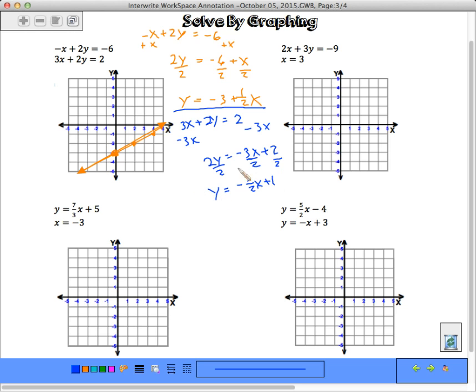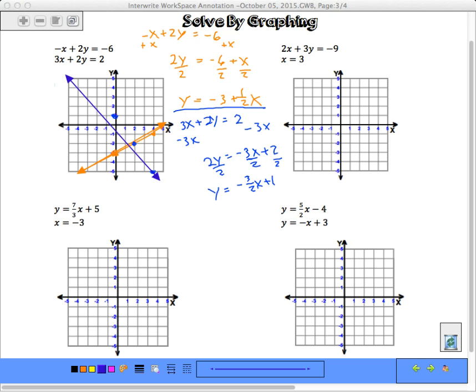So to graph this line, my y-intercept is the number by itself, so it's positive 1. I'm going to start at positive 1. From there, my slope is negative 3 over 2, which means I'm going to go down 3 over 2, down 3 over 2, and draw my line.